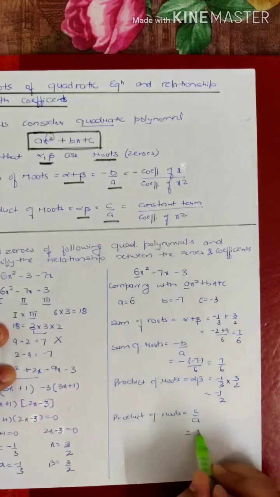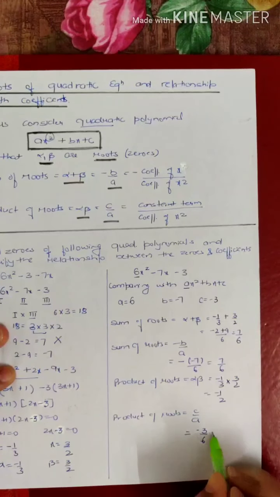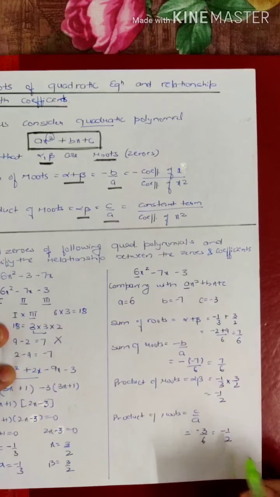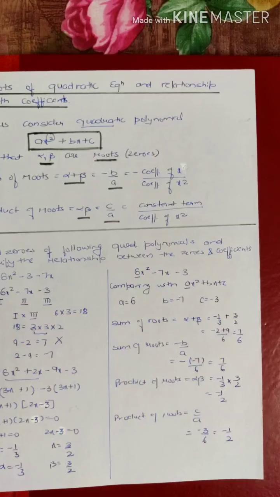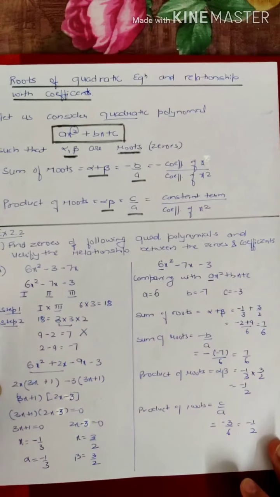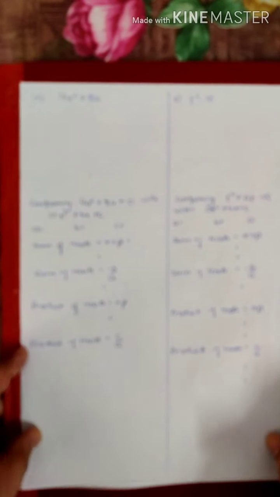With the comparison, we know that c is -3 and a is 6. This will be -1/2. So this is how we can obtain the roots of a quadratic equation and verify them with the help of the coefficients. We'll try a few more questions of this type and the remaining parts will be assigned as homework to you.